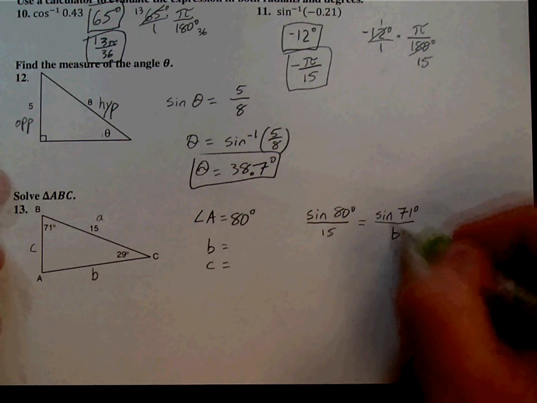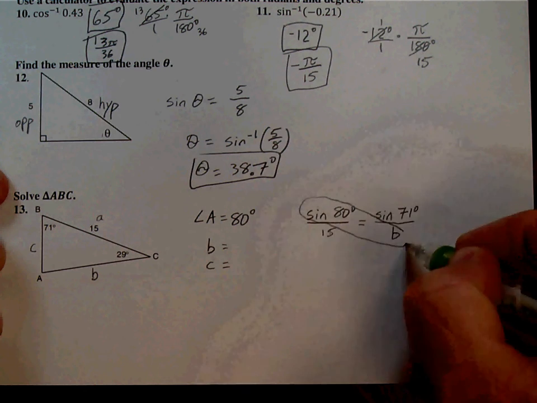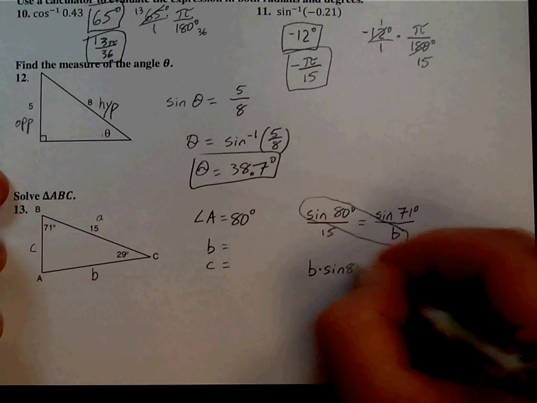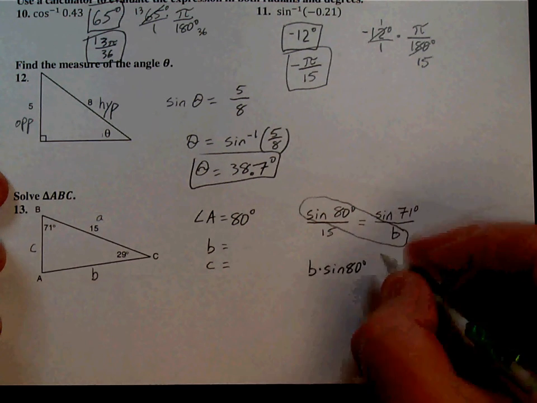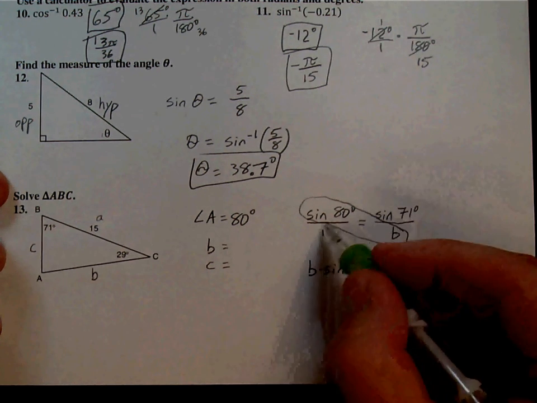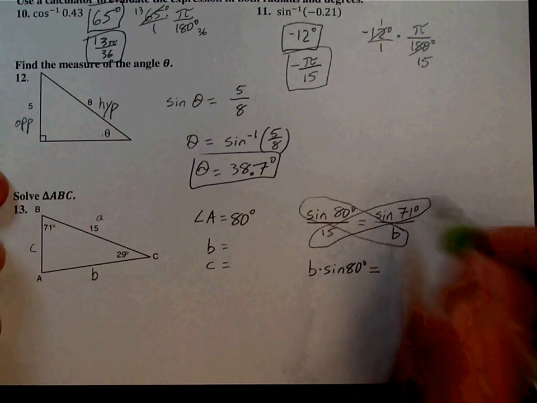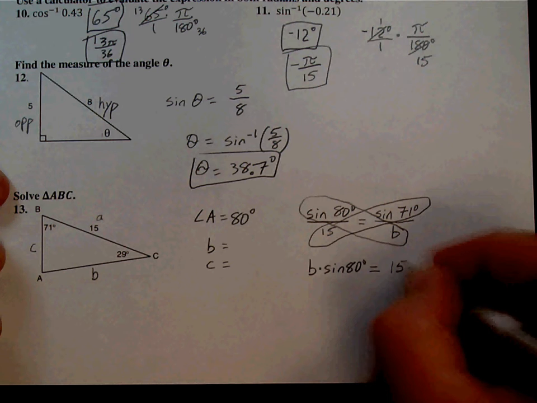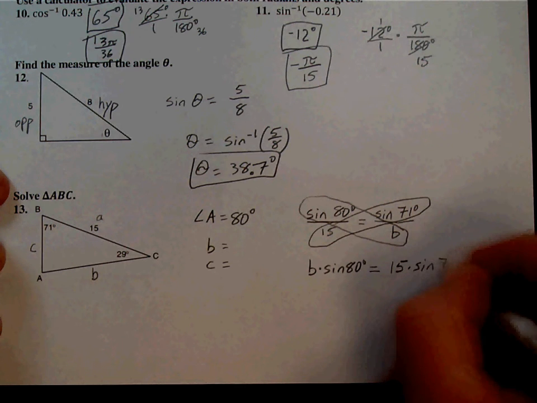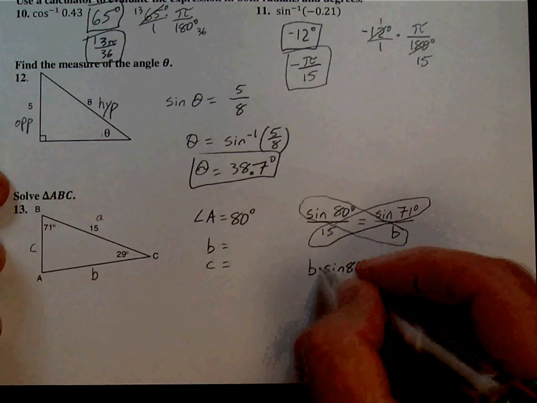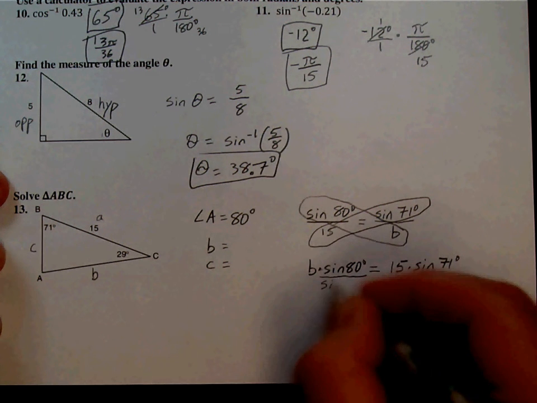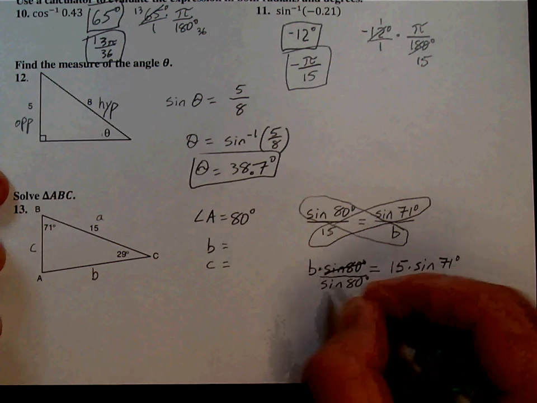I'm looking for B, so I'm going to start there. It gets multiplied by sine of 80. So I'm going to write B times sine 80. I always like the sine part to come last. That's why I did it in the order I did it in here. And then on the other diagonal, 15 and sine of 71 get multiplied together. I want the sine part last, so I'll put 15 first. 15 times sine of 71. I'm trying to get B by itself now, so now I see it's multiplied, so I have to divide by sine of 80.